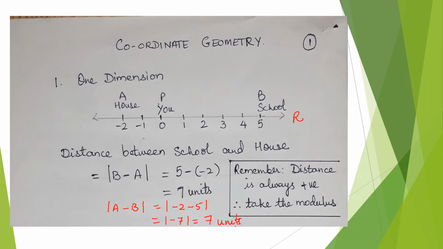Two things you need to remember over here. One is I have written units because I don't know what the unit of the distance is. It could be kilometers, it could be centimeters, it could be meters, and because I don't know, even in your graph related questions, you are always going to write only units over here, 7 units. The second thing you need to remember is that distance is always positive, and therefore we are taking the modulus. Therefore, whether I do b minus a or a minus b, the answer turns out to be the same.